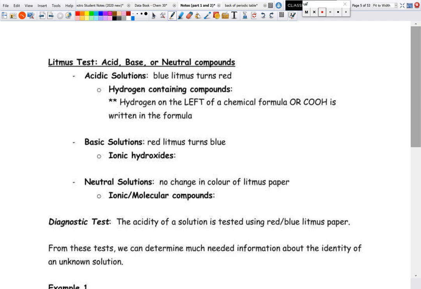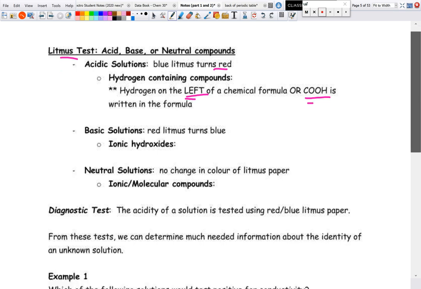Now, other tests that you've come across in the past as well are litmus tests. Now remember, these tests tell whether something is acidic, basic, or neutral. So for acidic solutions, blue litmus paper turns red. To figure out if something is an acid, we have hydrogen on the left of the chemical formula, or you see the COOH.